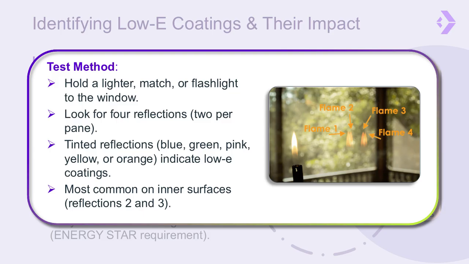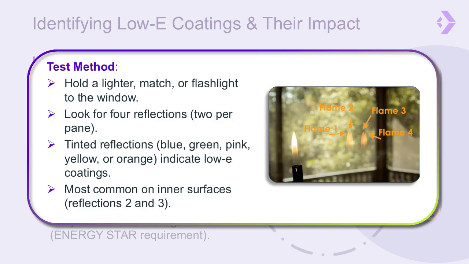Put up a lighter, match, or flashlight to the window. For a dual pane window, you will see 4 distinct reflections, 2 for each pane. If one or more of those reflections has a tinted color, often green or blue, but sometimes pink, yellow, or orange, that's an indication of a low E coating on one of the surfaces. Most commonly, it's the 2 inner surfaces, which would be reflections numbers 2 and 3. Sometimes there will be a coating on just one of the surfaces.